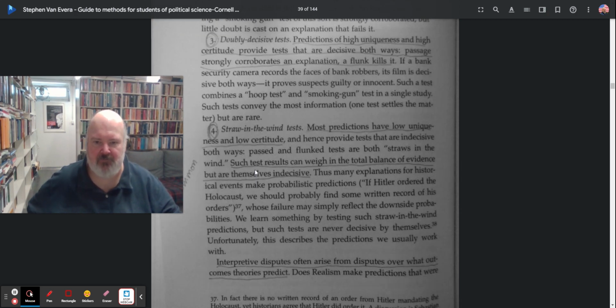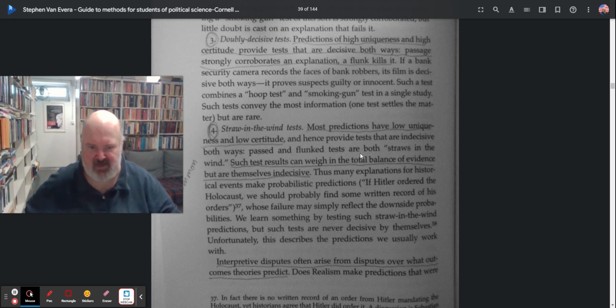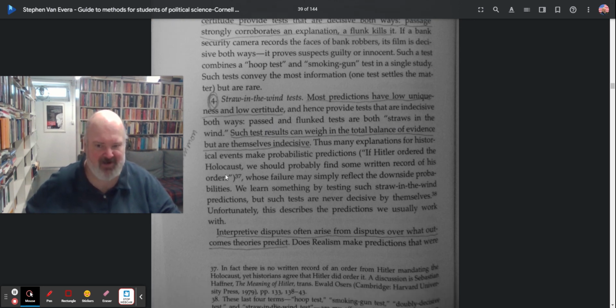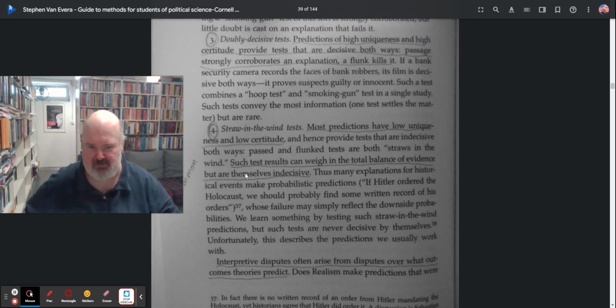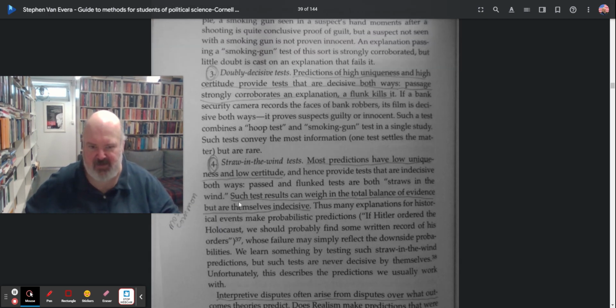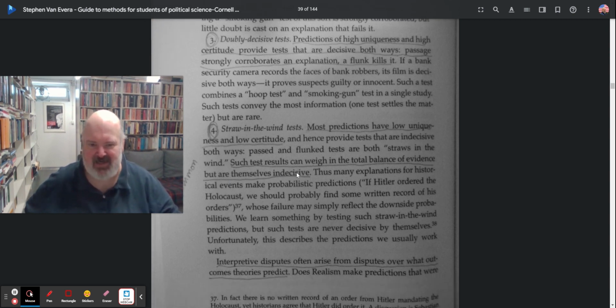Now, last but not least, straw in the wind. Most predictions have low uniqueness and low certitude, and hence provide tests that are indecisive both ways. Passed and flunked tests are both straws in the wind. Actually, these are the most common, and this is the most common problem test. Such tests can weigh in the total balance of evidence, but are themselves indecisive.